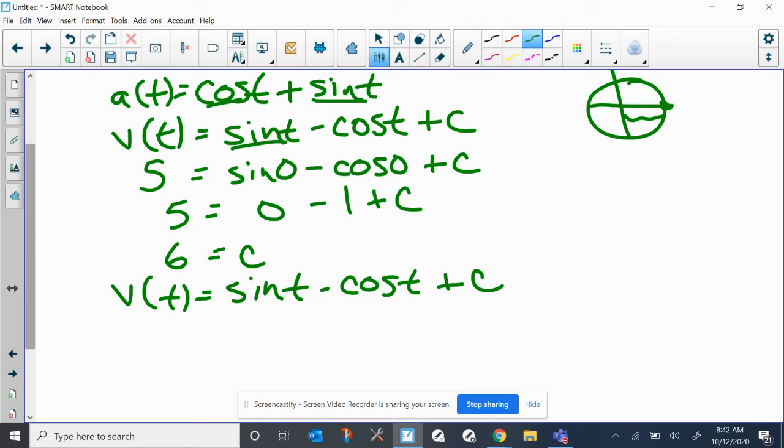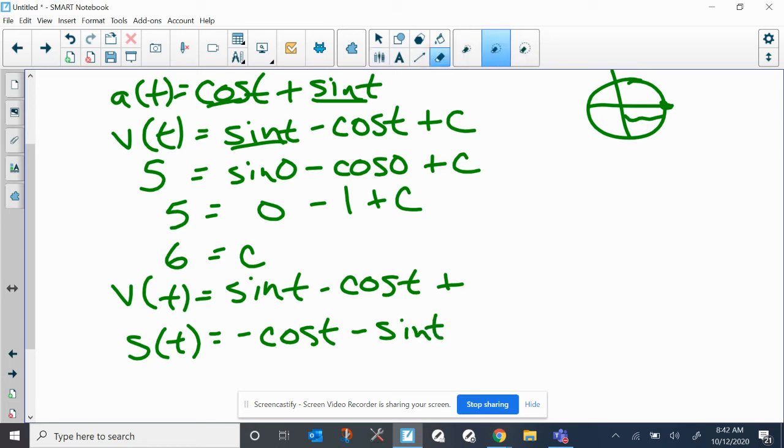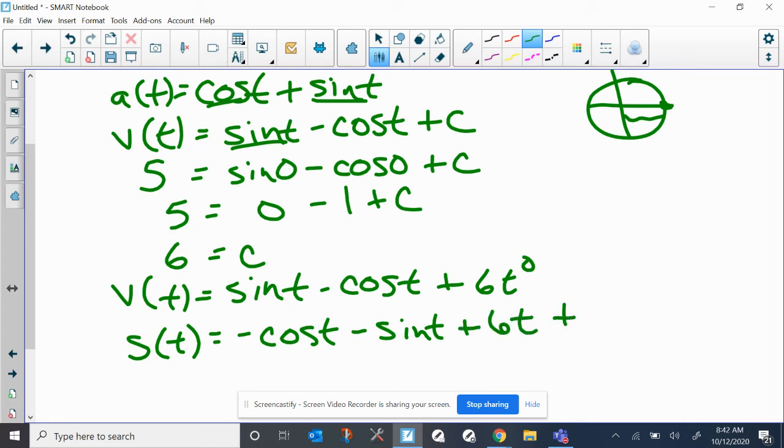Now I need to do the antiderivative again to get my position function. In this case, they called it s. So I have s of t equals, the antiderivative of sine is a negative cosine. The antiderivative of cosine is just sine. The cosine already has a negative, so I will keep it. Oh, I didn't write the 6 in. So this is a 6. And the antiderivative of that 6, this is like a 6t to the 0, becomes a 6t. And then I need a plus c because I've taken the antiderivative again.